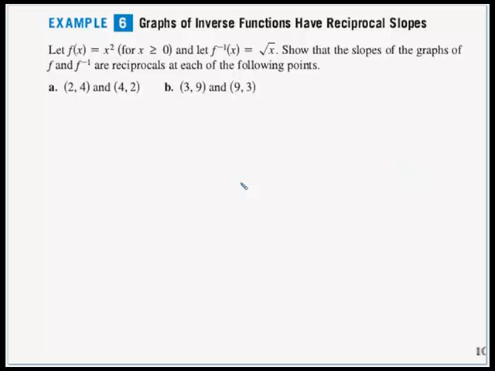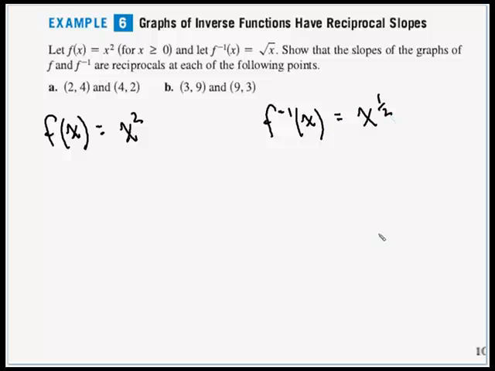So example 6. The graphs of inverse functions have reciprocal slopes. Hopefully this is just going to hammer home a little bit more of what we just talked about in that previous example. So our function, f of x, is x squared. And we're only looking at positive x's, greater than 0. And of course, what is the inverse of squaring something? Well, that's square root. f inverse of x is the square root of x, or x to the 1/2.